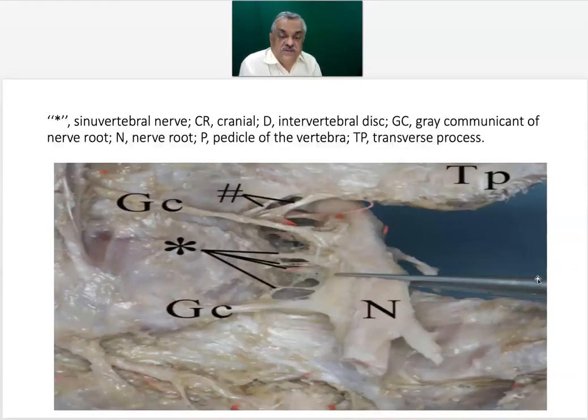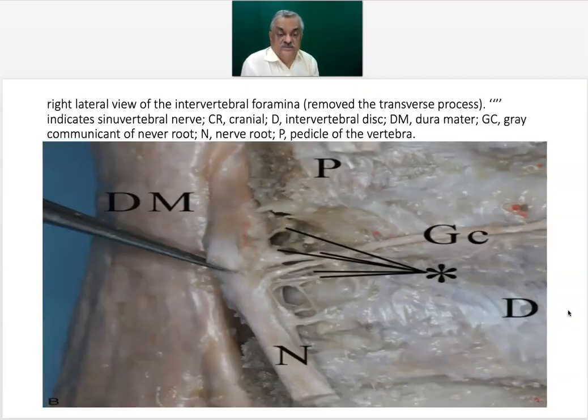This is another picture where this is the sinuvertebral nerve, this is the nerve root, GC is the gray rami communicans. This is the transverse process, and you can see these are the vessels in the upper part. Now we need to realize that this is a transverse process, this is a vertebral body, this is the disc, and it is supplied by these sinuvertebral nerves.